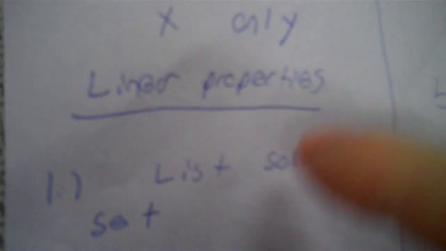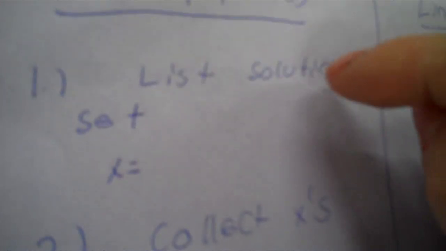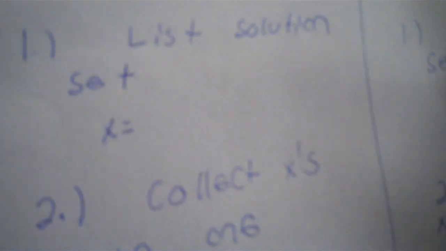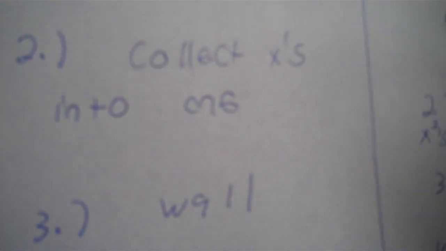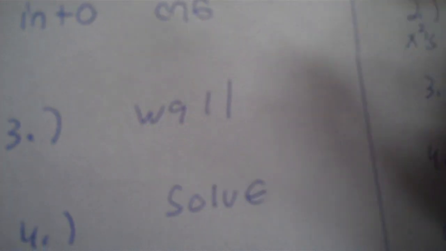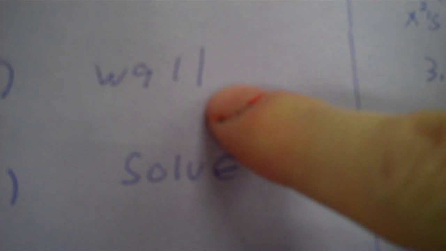Okay, now if you have x only, there's not any other types of x but x. You use linear properties. You list your solution set. It's only going to be 1 because there's no power on the x. Collect your x's into 1 if they are not already. Then you put the wall and solve it. List your operations and solve it.